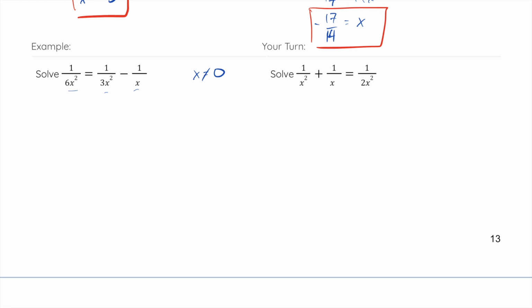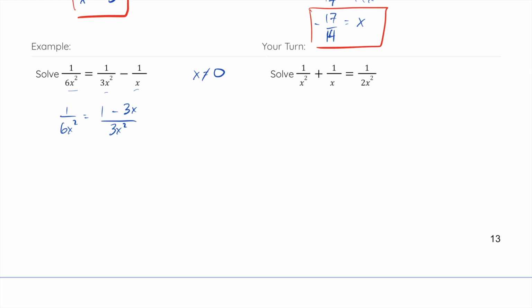What we would do is leave the 1 over 6x squared here, and we would combine these together, using 3x squared as the denominator, meaning we would have 1 minus 3x over 3x squared. So I'm using the principles of adding and subtracting rational functions.